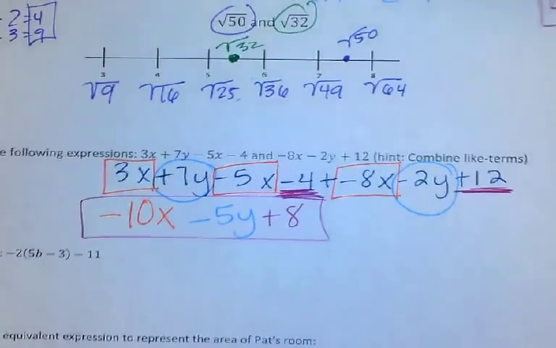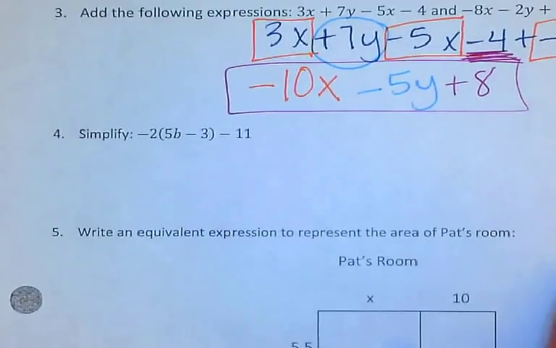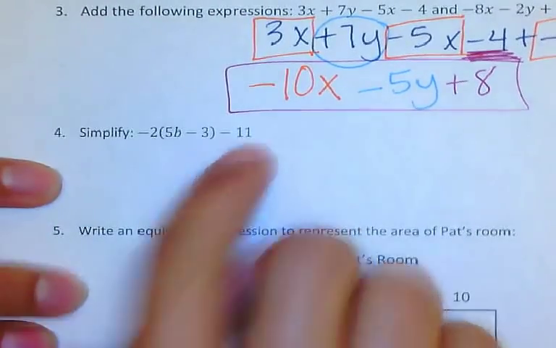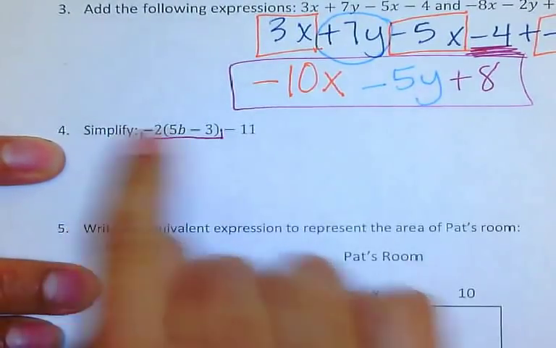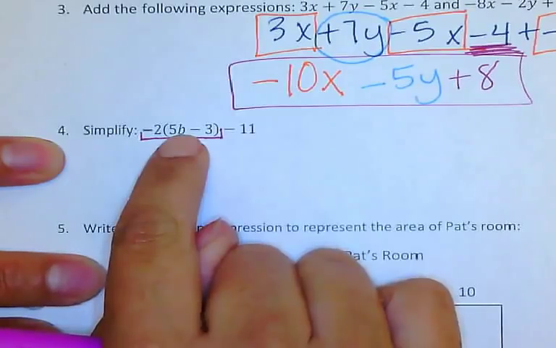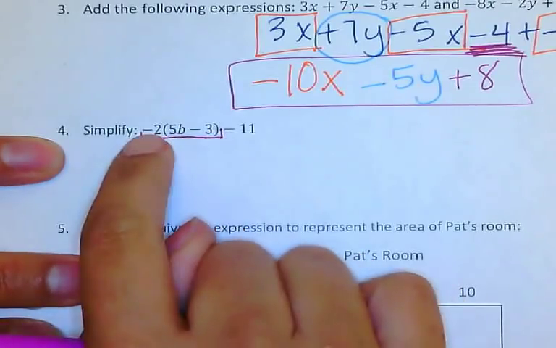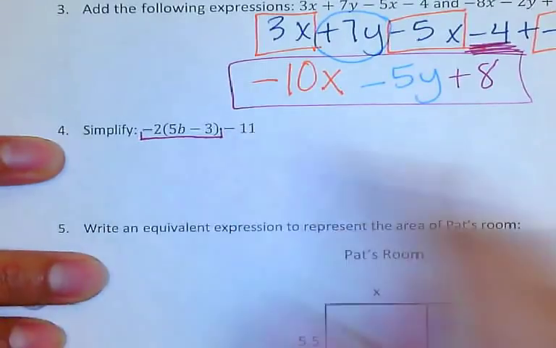For number 4, you need to simplify again. So we don't know the value, but we are simplifying. Over here I see a multiplication, so I'll do the multiplication first and then I subtract. Because I don't know what b is, I cannot do parentheses first and multiply. So that means that I have to use a distributive property here to simplify.